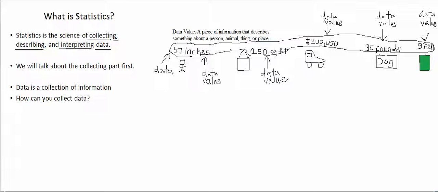Let's talk about the difference between a data value and an observational unit. And then afterward, we'll also talk about another word called a variable. First, I'll put a new slide right here.